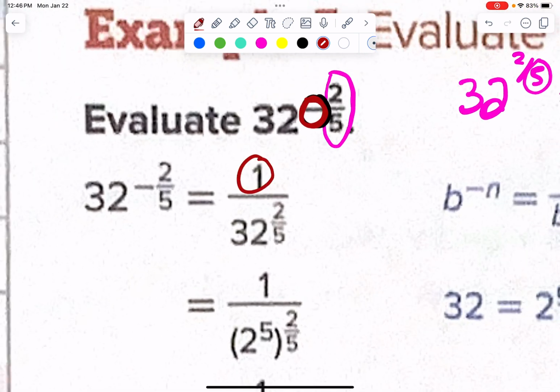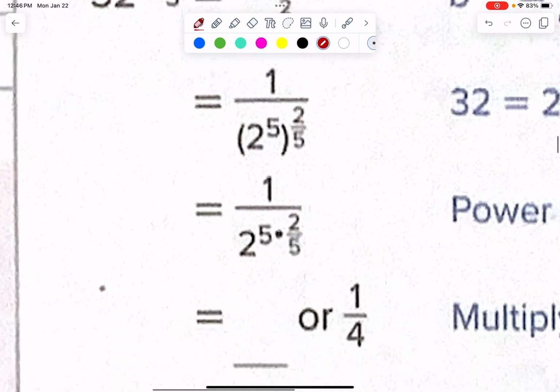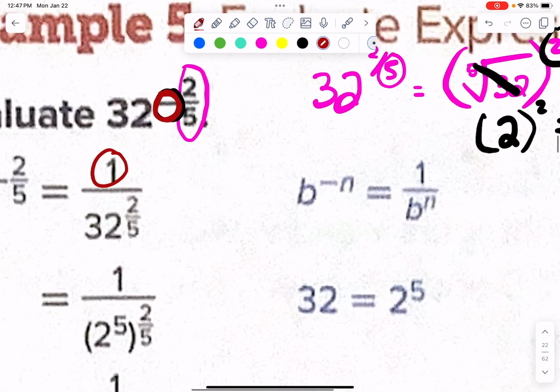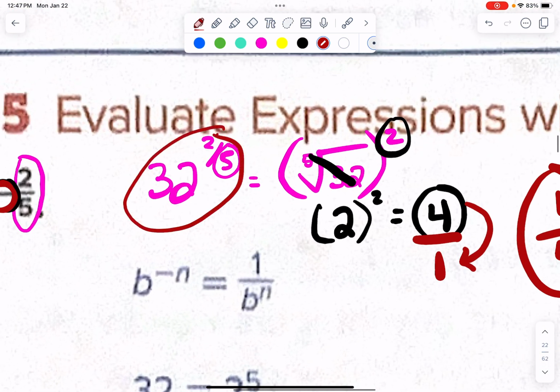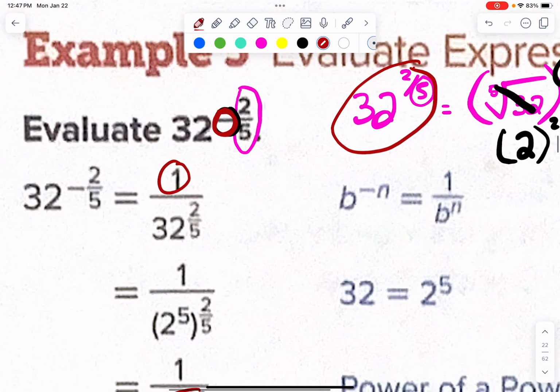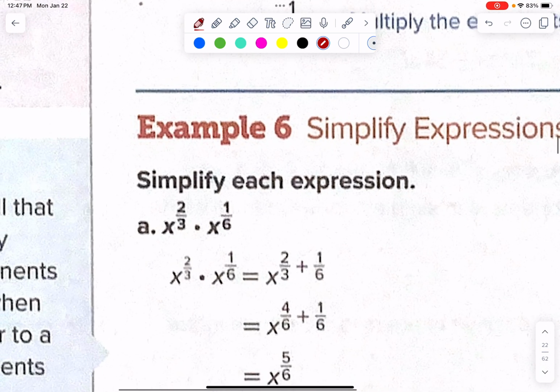They did 1 over 32 to the 2/5 power, and then they figured out 32 to the 2/5 was 4. This turned out to be 4, so it's 1 over 4, okay? We did it the other way. We resolved it first and then put 1 over that number, right? But that's just what that negative exponent means, is that that value is going to go to the bottom, okay, the denominator.